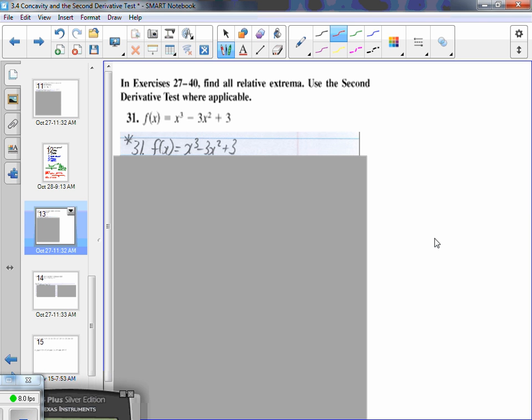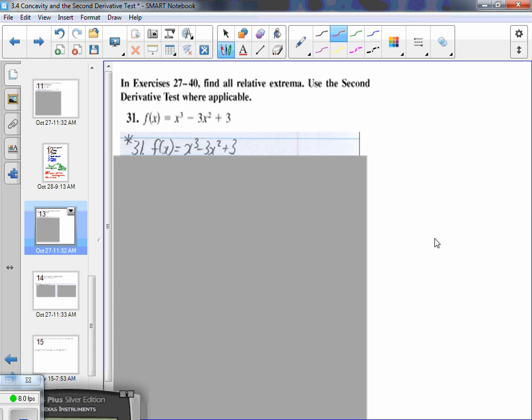So we don't need to bother with the first derivative test unless the second derivative test is not practical. And then if it's not, we'll do the first derivative test. But I'm hoping to use the second derivative test. So for number 31, f of x equals x cubed minus 3x squared plus 3. All right, find the derivative.